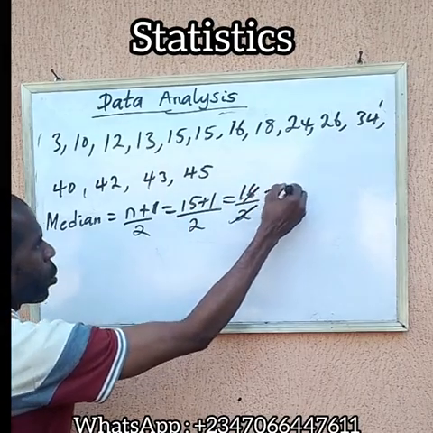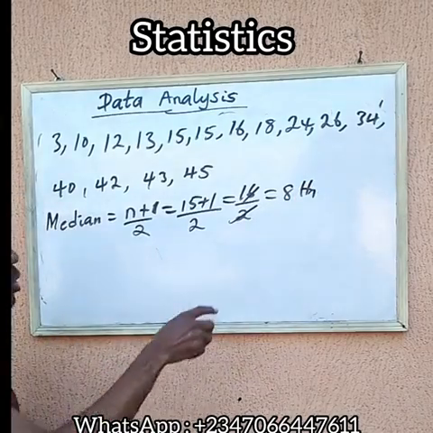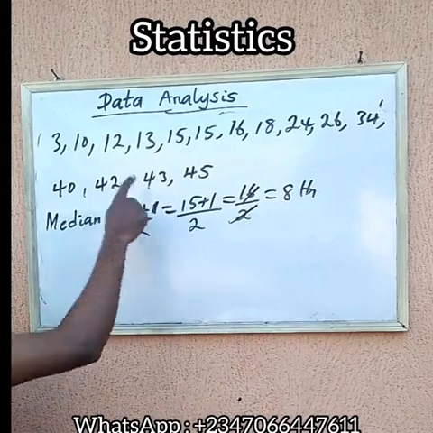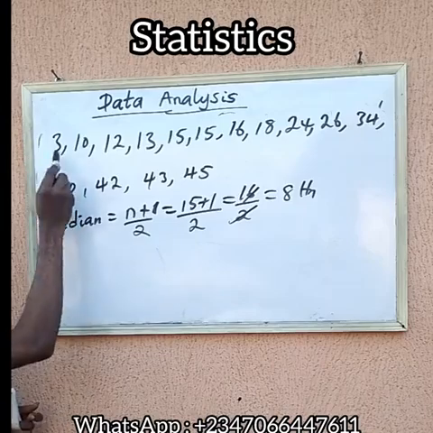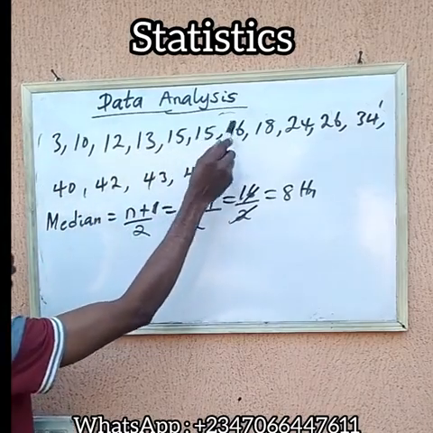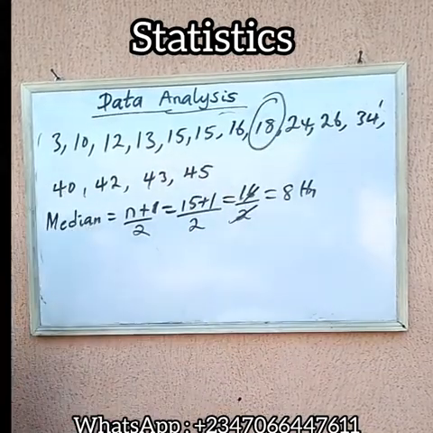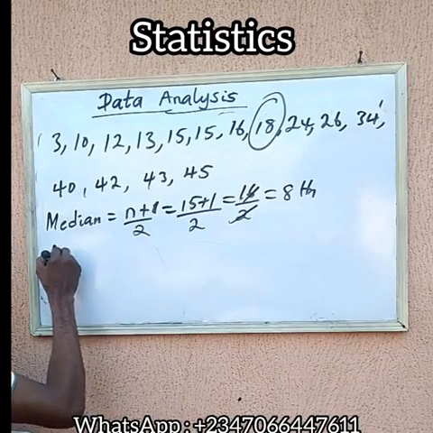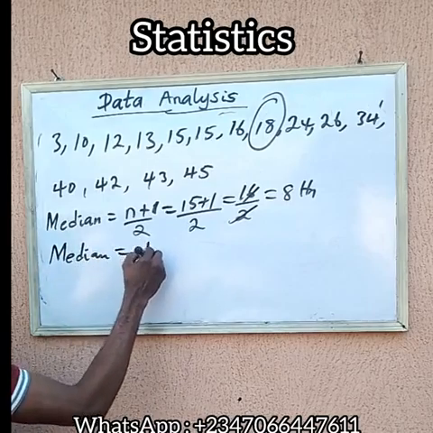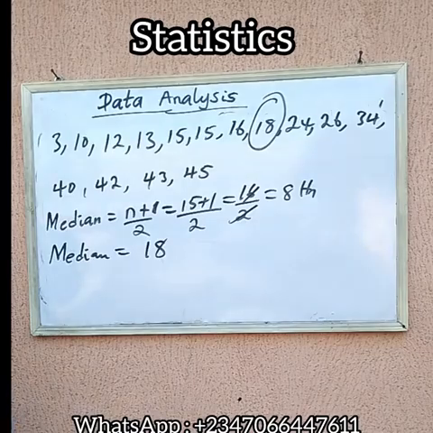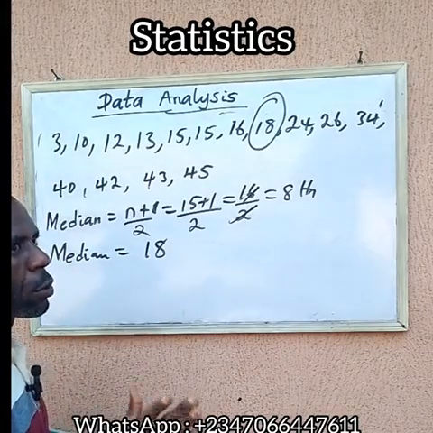Then divide it, it gives us the 8th number. So the median is the 8th number from the distribution. Now let us count from here: 1, 2, 3, 4, 5, 6, 7, 8. So our median here is 18. Which means median is equal to 18.